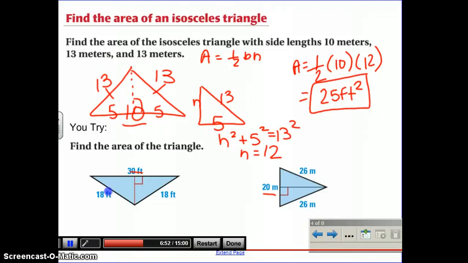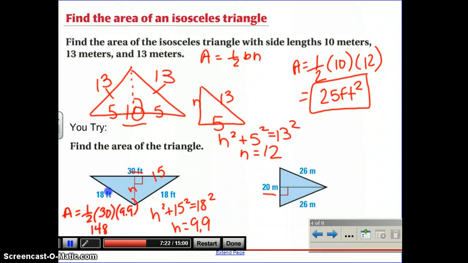Okay, in this problem, if we break it up, this is 15. Now, in this problem, they were okay with decimals as well. So let's call this our height. So our height squared plus 15 squared equals 18 squared. Our height is going to come out to approximately 9.9. From here, I'm going to swing over here, 1/2 the whole base of 30 times our height of 9.9. We should get approximately, depending on how you rounded that 9.9, 148.5 feet squared.